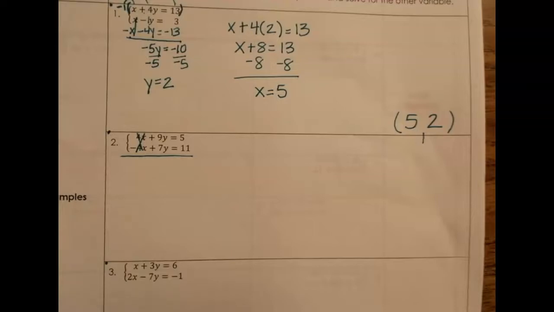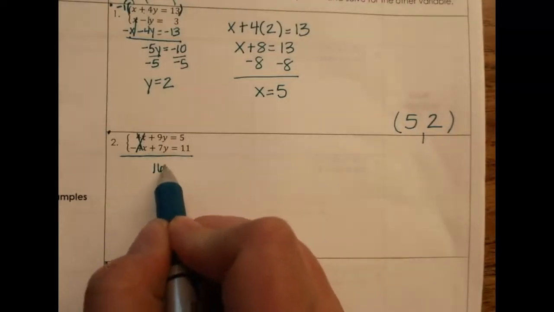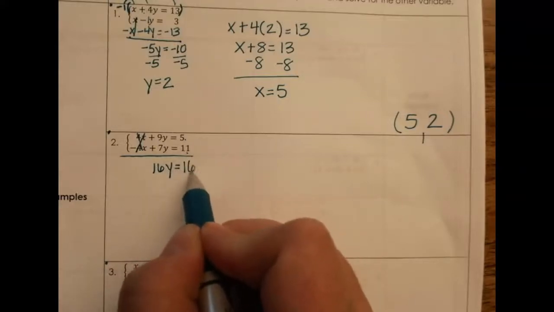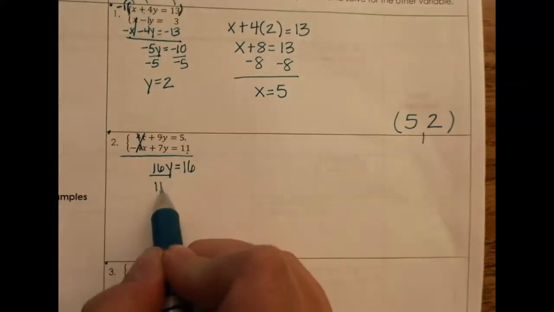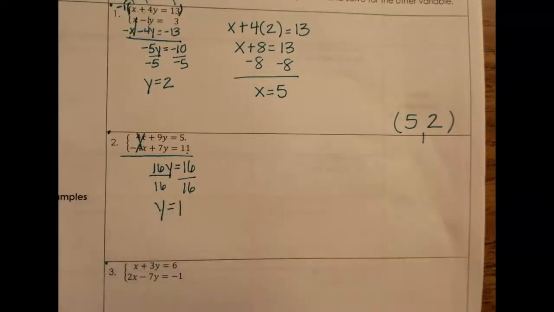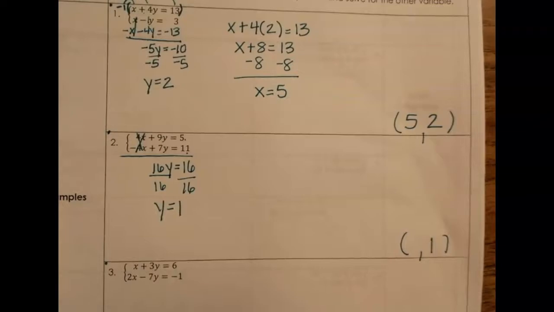You want one of the variables to go away. Here I have 9 plus 7. That is 16y. Equals 5 plus 11 is 16. Divide both sides by 16. And you get y equals 1. So I know in my coordinate point, I know the y value.